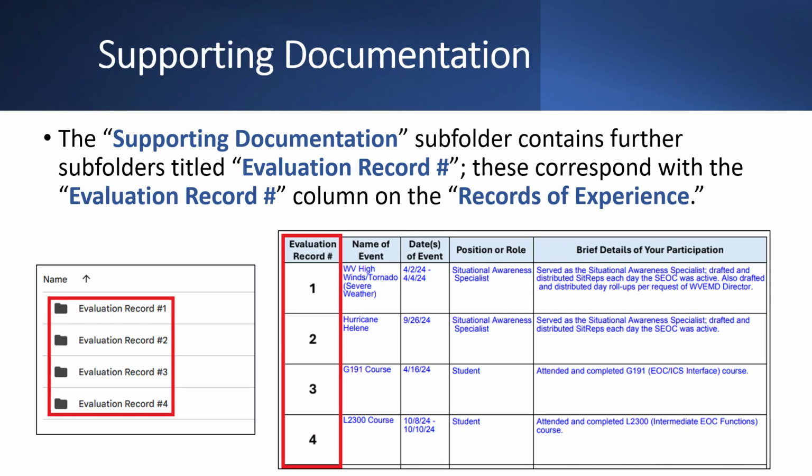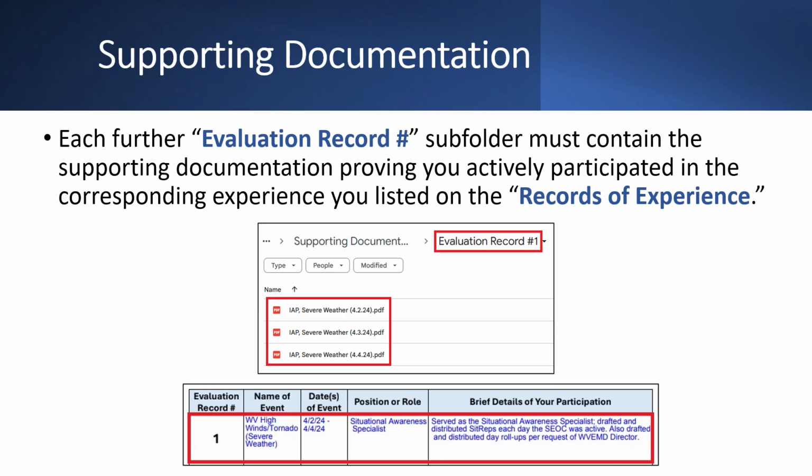Second is the supporting documentation, which are housed in the supporting documentation subfolder. This subfolder contains further subfolders, which correspond with the evaluation record number column on the records of experience. In other words, and for example, the subfolder evaluation record number 1 must contain the supporting documents proving you actively participated in the corresponding experience you listed for evaluation record number 1 on your records of experience.